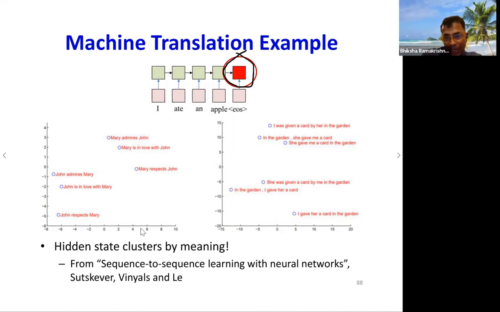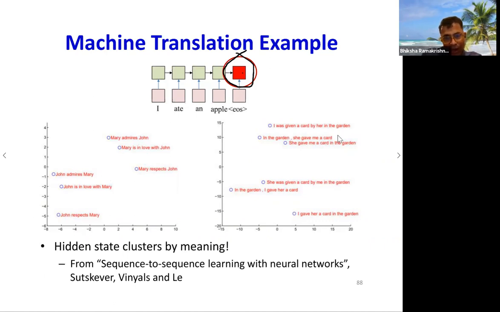Observe how things cluster. John admires Mary. John is in love with Mary. John respects Mary. The representations for all of these end up in the same region. Mary admires John. Mary is in love with John. Mary respects John. These three cluster together, and these two clusters are separated.